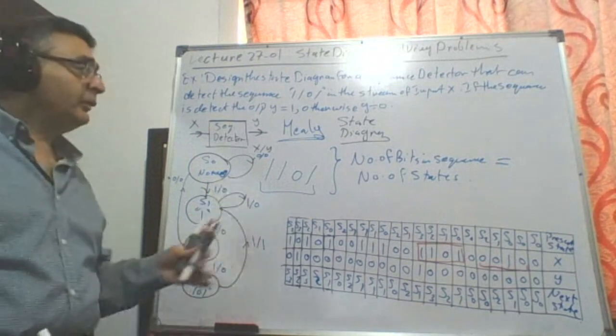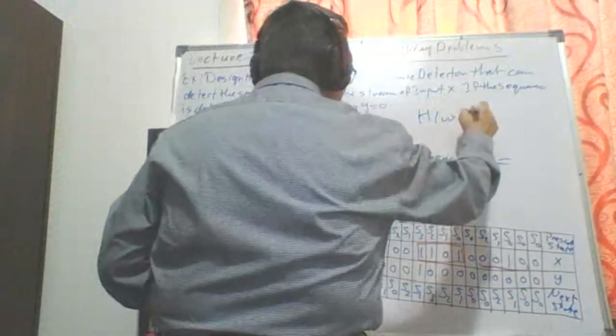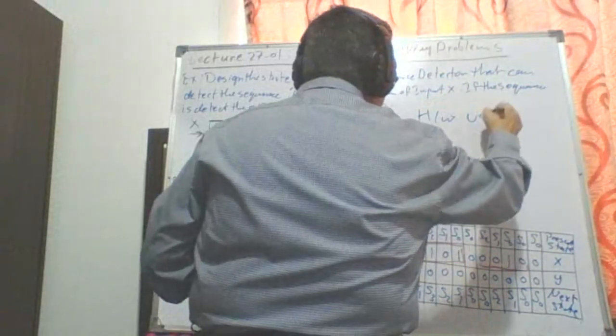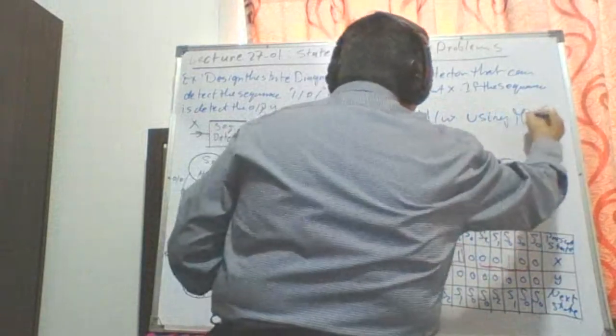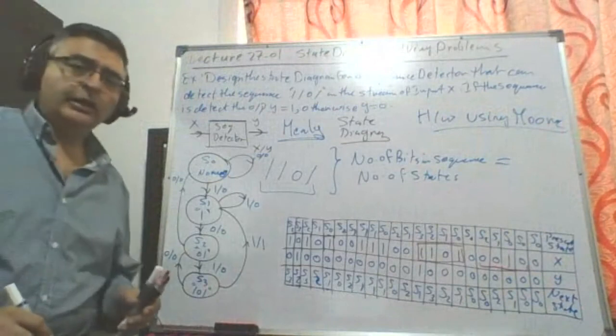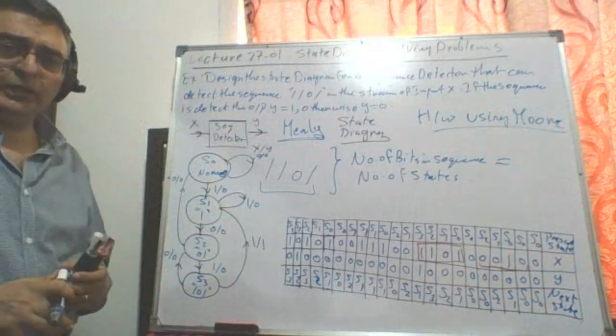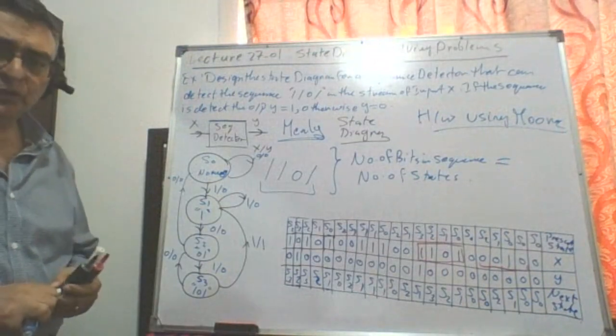What if I build this using Moore? This homework is to build it using a Moore state diagram. Build it using Moore and let me know what is going on.